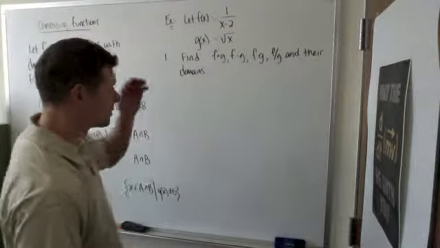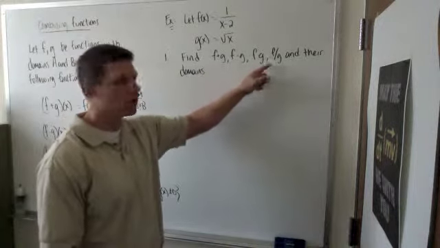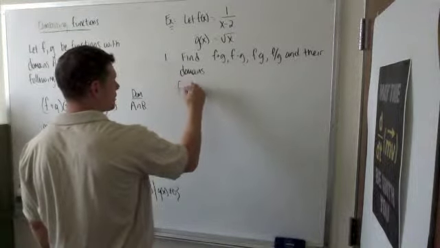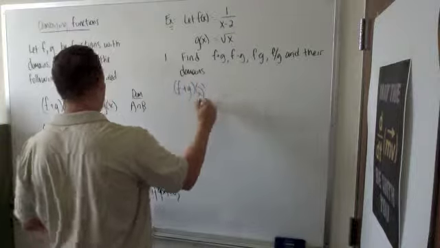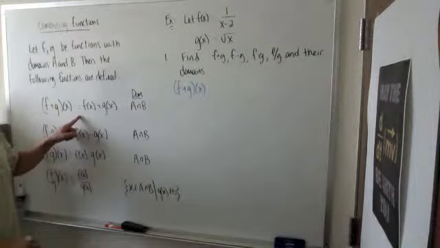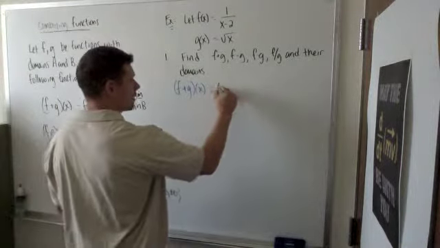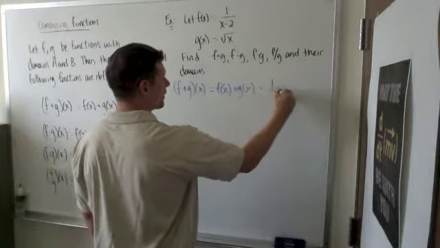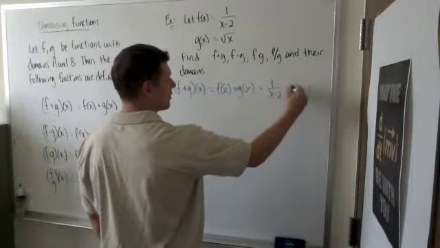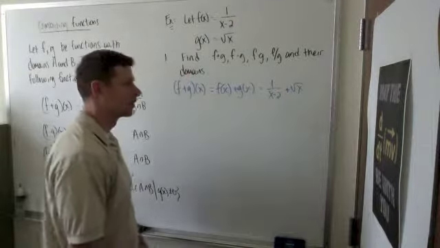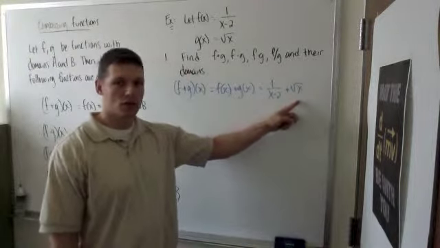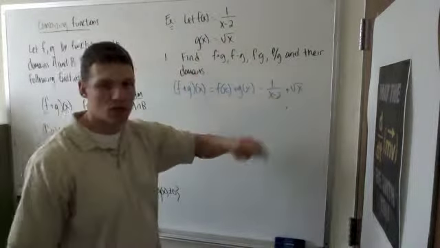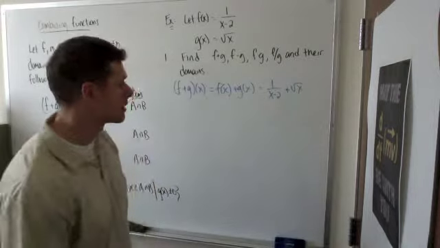So I have an example here. I've defined two functions, and I want to find the sum, the difference, the product, and the quotient of those two functions. So if I want to find f plus g of x, by definition, I use f of x plus g of x, which will be 1 over x minus 2 plus root x. Okay, there it is. So we got f of x, we got g of x. And there's no simplification I can do. If there is, you want to do it. In this case, there's not.